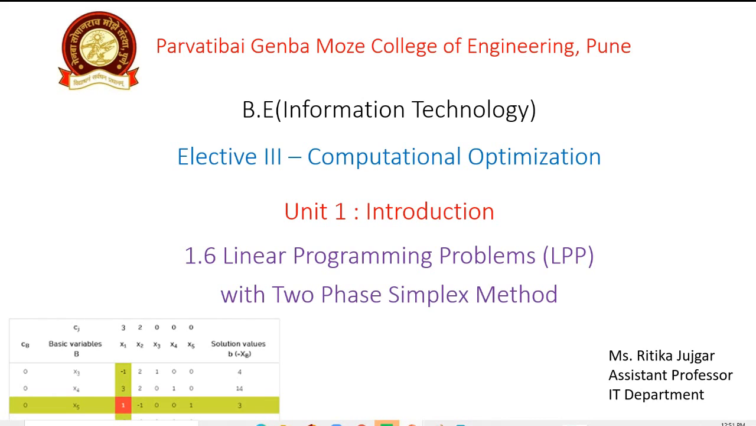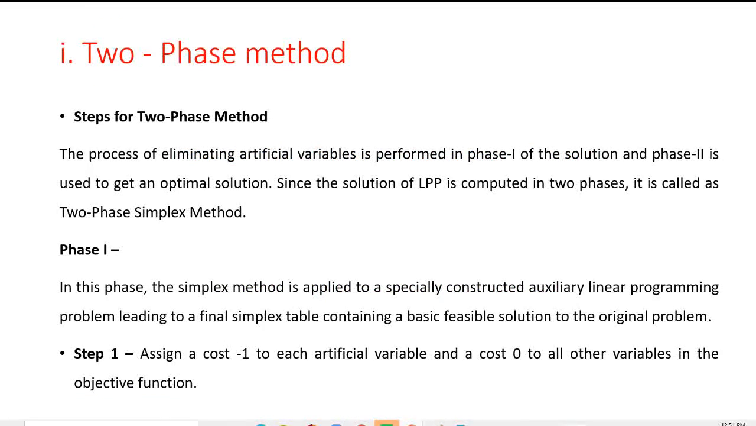So in this video lecture we discuss the two-phase method and how to solve the linear programming problem by using the two-phase method. While solving the linear programming problem, different steps are used in the two-phase method. The process of eliminating artificial variables is performed in phase 1 of the solution, and phase 2 is used to get an optimal solution.